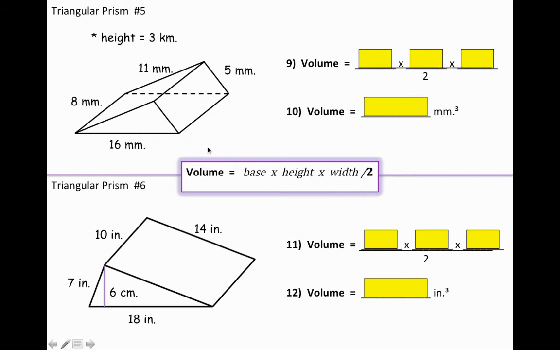All right, so if you take a look at the first one, remember the height is going to be given either on the shape with a vertical line or off the shape here, like this. All right, but remember, you're only looking for the base, the height, and the width, and then you're going to multiply those guys out and then divide by 2. And remember, the width is the one that connects the two triangular sides.